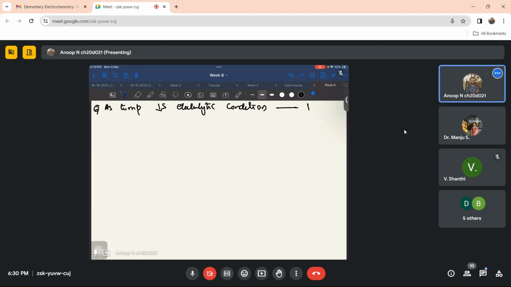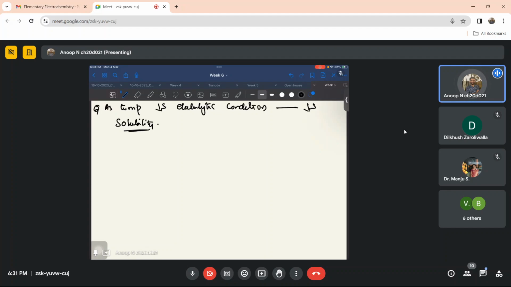Yeah, why does it decrease? Yeah, the answer is that one part is solubility. At higher temperature, the solubility increases and hence the movement of ions. That is, ionic dissociation, all those things increase. Then the mobility of ions increases. As temperature decreases, electrolytic conduction also decreases.